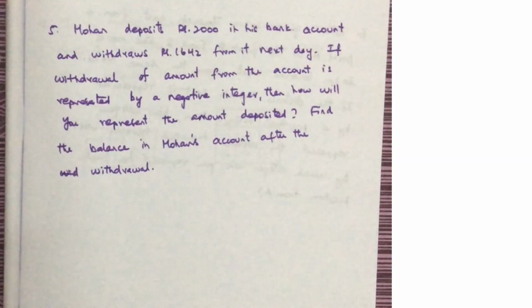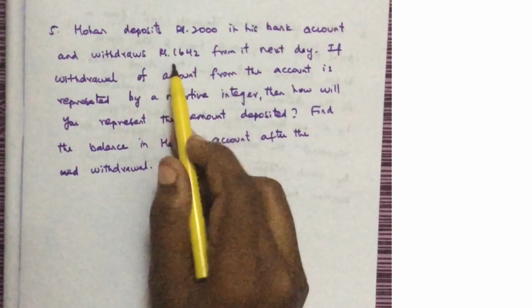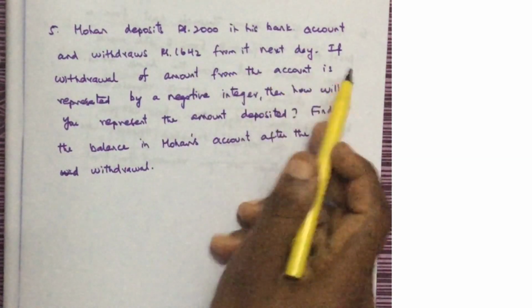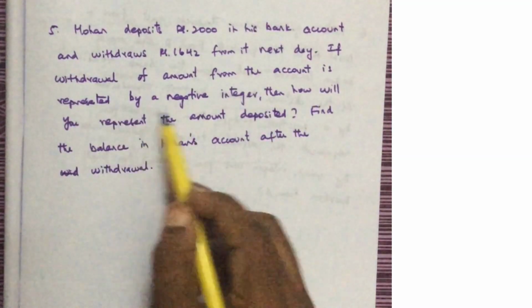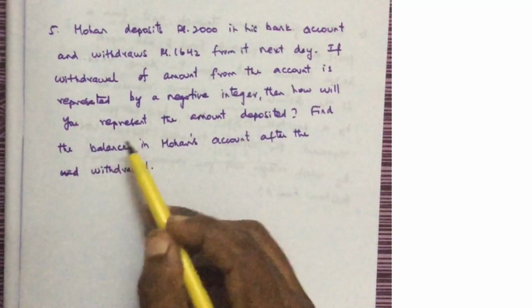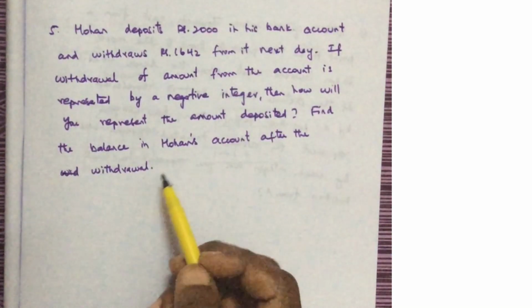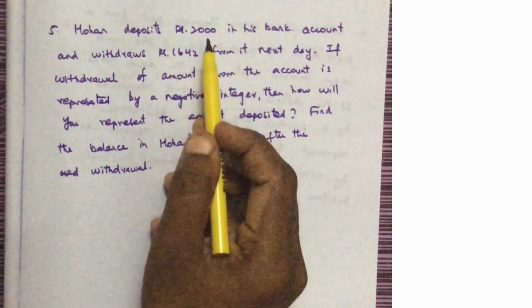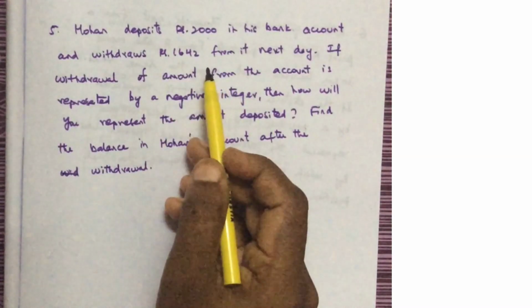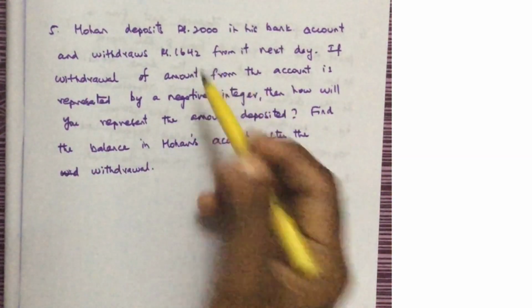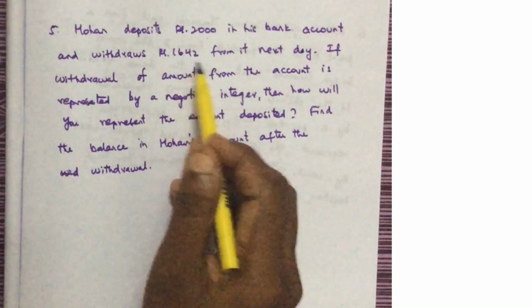Next problem is, Mohan deposits rupees 2000 in his bank account and withdraws rupees 1642 from it next day. If withdrawal of amount from the account is represented by a negative integer, then how will you represent the amount deposited? Find the balance in Mohan's account after the withdrawal. So amount deposited is rupees 2000 and withdrawn is 1642. In a bank he deposited 2000 and withdraw means he takes the amount back, that is 1642.